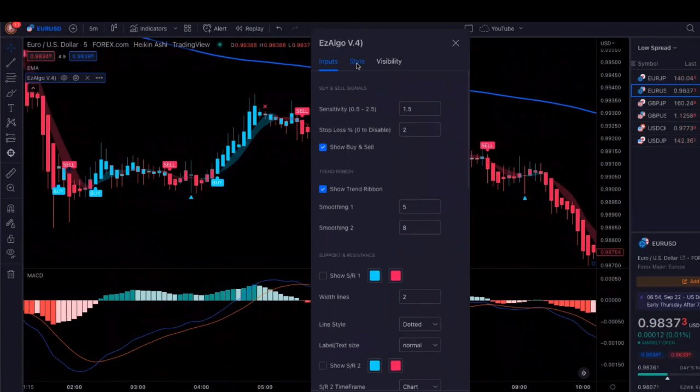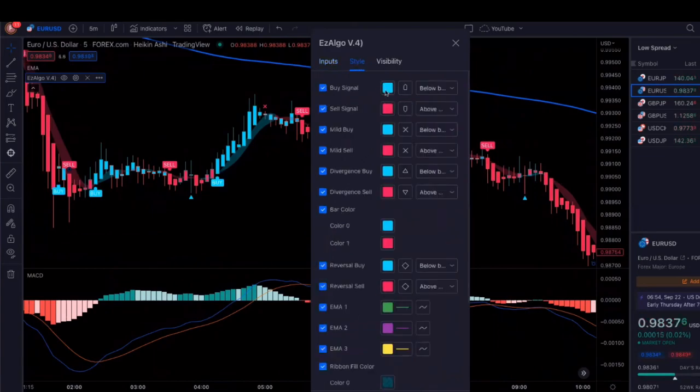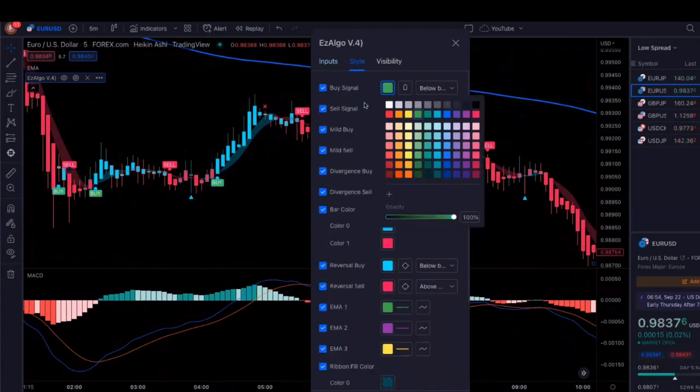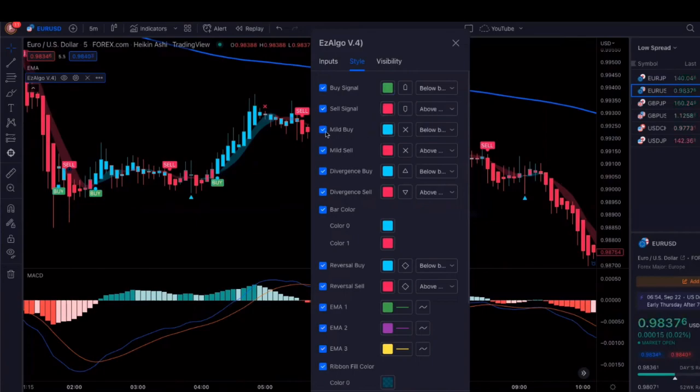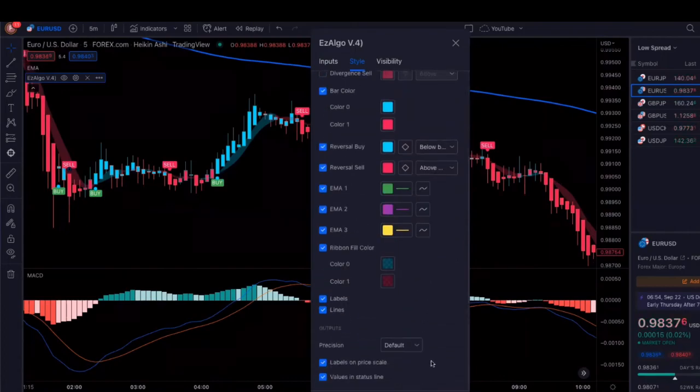And then in style, we're going to go here, make the buy signals green, and the sell signals stay red. I'm going to uncheck all of this stuff. I don't want to see any of that. All right, and we are ready to go.